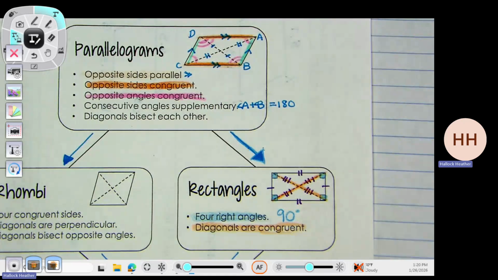So we're focusing on rectangles for today and tomorrow. So we're done with this piece of paper. Let's go to 64.